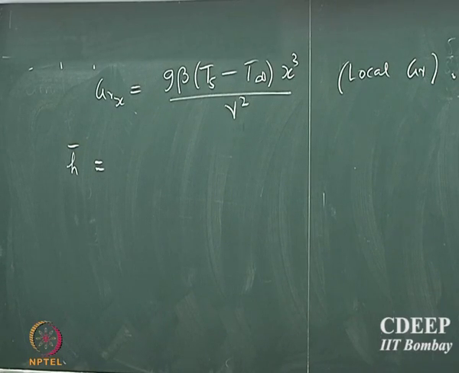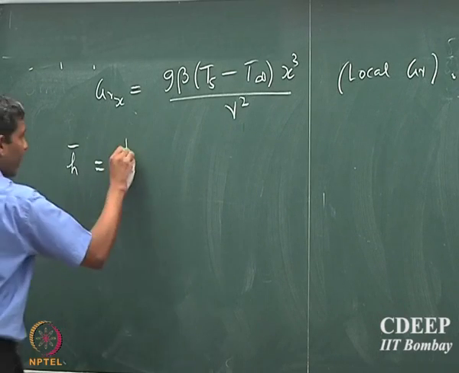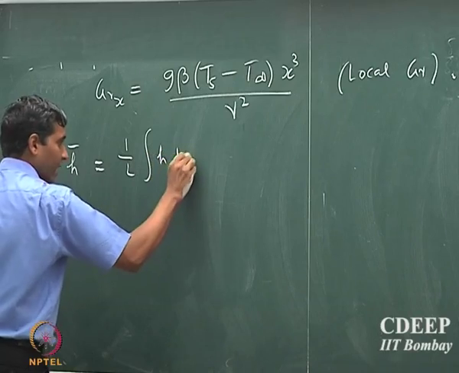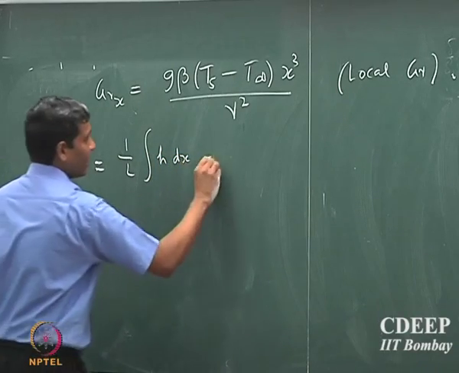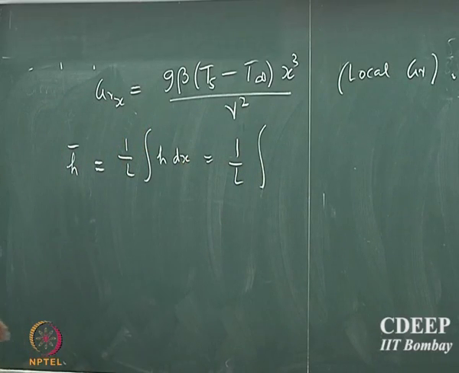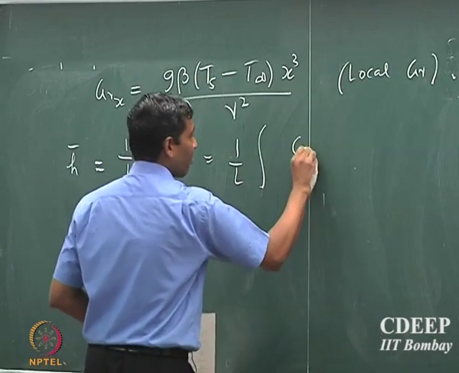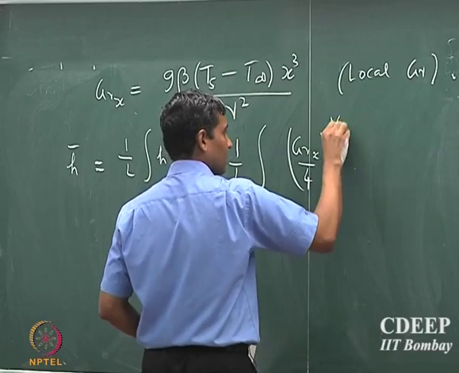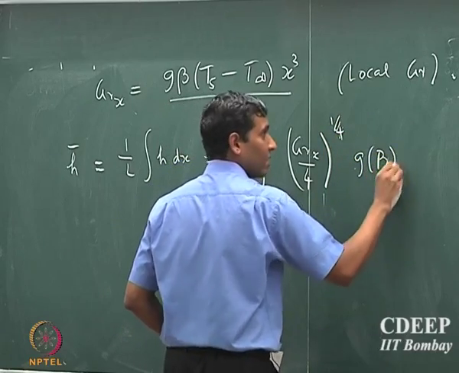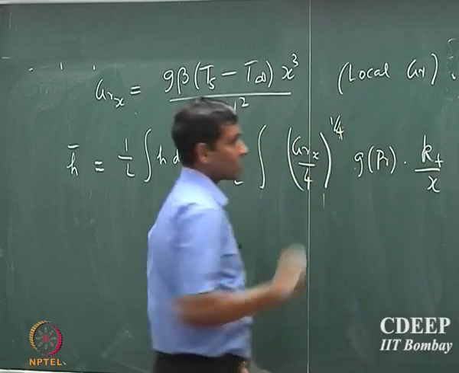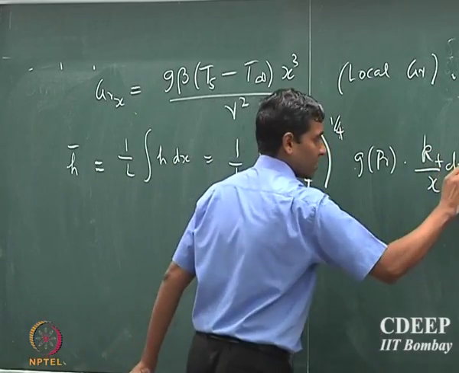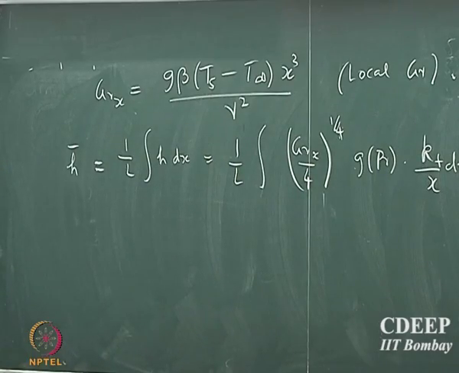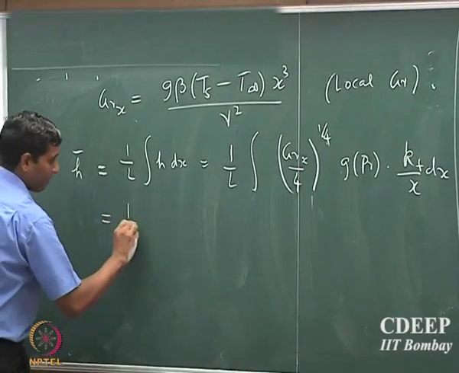We want to find the average heat transport coefficient, and that's simply given by 1 by L integral of h dx. So that will be 1 by L integral from 0 to L. From the Nusselt number, we can use that expression to find out the local heat transport coefficient. That will be (Grashof number by 4) to the power of 1 by 4 into a function of Pr into Kf by x into dx. So that's the local heat transport coefficient.